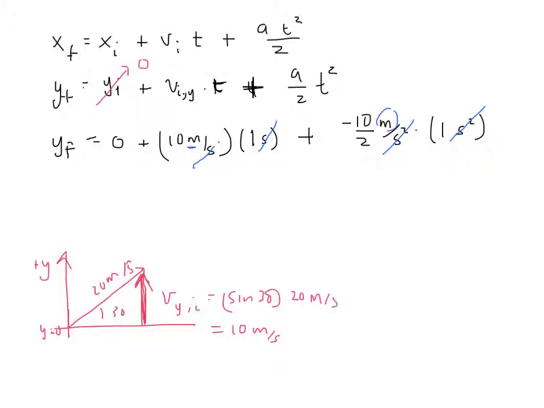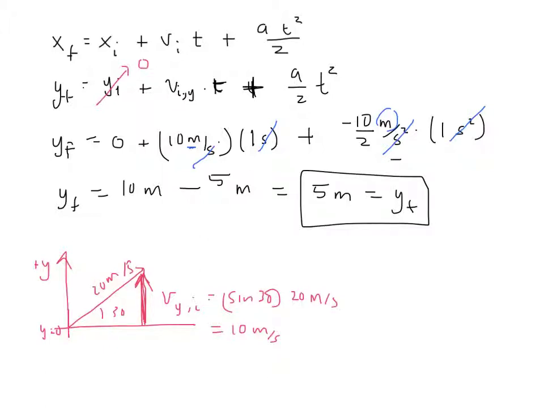That's what we're expecting. So what we see here is that y final is equal to 10 meters minus 5. Is that right? 10 over 2 is 5. So minus 5 meters equals 5 meters. Equals y final. Does that make sense?